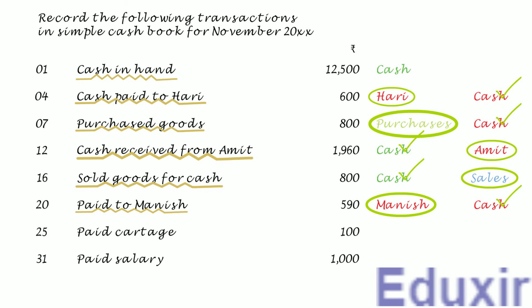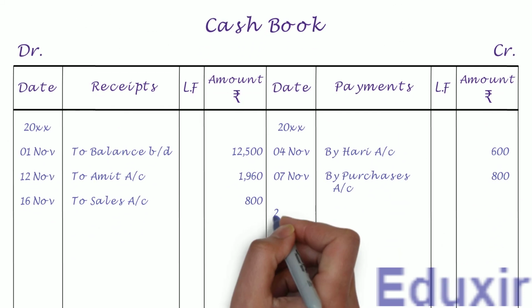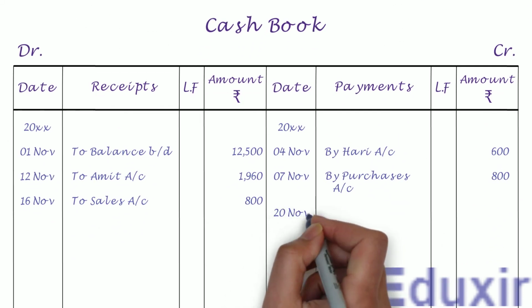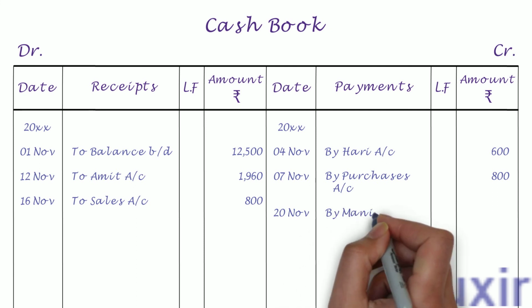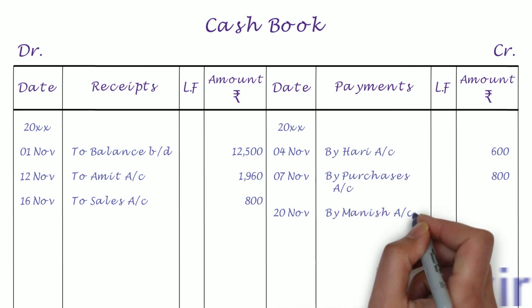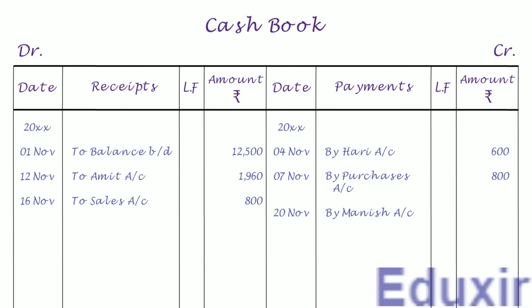With this analysis at our disposal, let us proceed with the posting of this transaction on the credit side of the cash book. Let us first record the date. Let us now record the Manish account in the payments column. Let us then record the credit amount of 590 rupees in the amount column. With that, we have completed the posting of this transaction into the cash book.